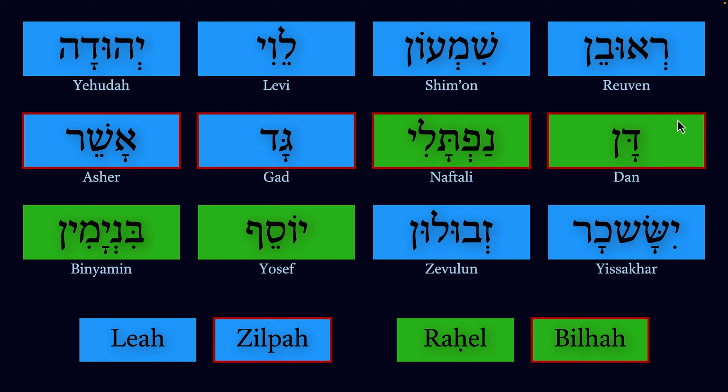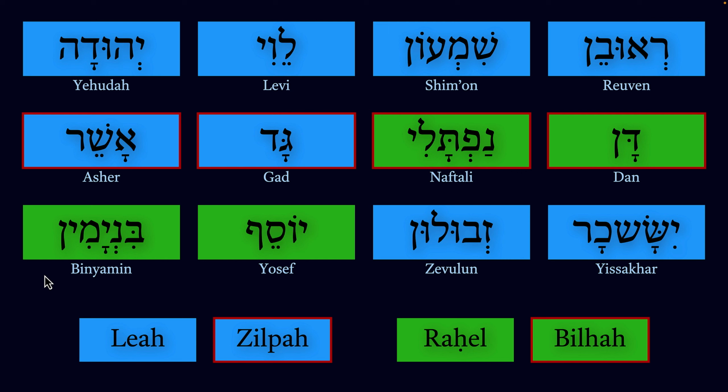So here we read from the top right onwards, because Hebrew is read from right to left and not from left to right. So Reuben is what we call Reuben, Reuven in Hebrew. Shimon, Levi, Yehuda, Dan, Naphtali, Gad, Asher, Issachar, Zebulun, Yosef, Binyamin, which is Benjamin in English, of course.